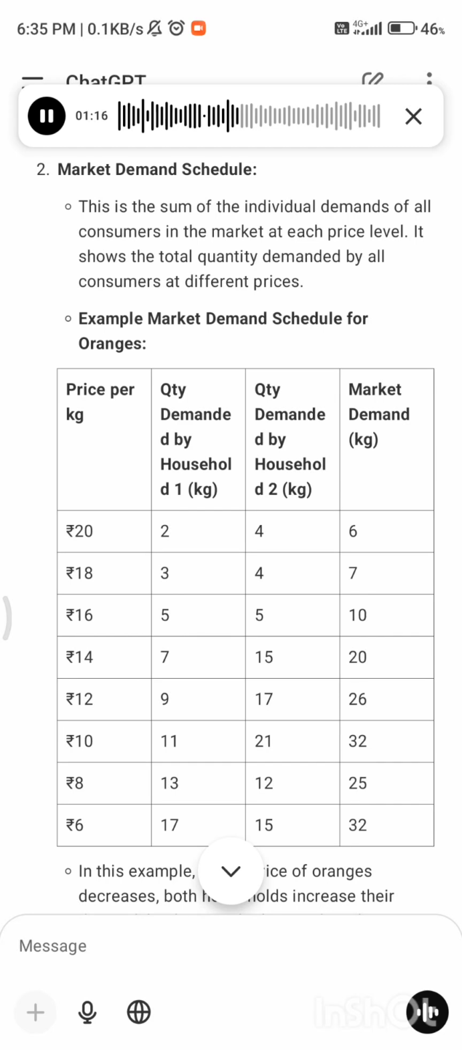2. Market demand schedule. This is the sum of the individual demands of all consumers in the market at each price level. It shows the total quantity demanded by all consumers at different prices. Example market demand schedule for oranges.